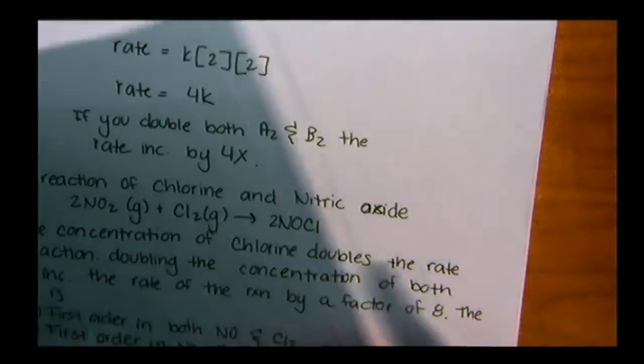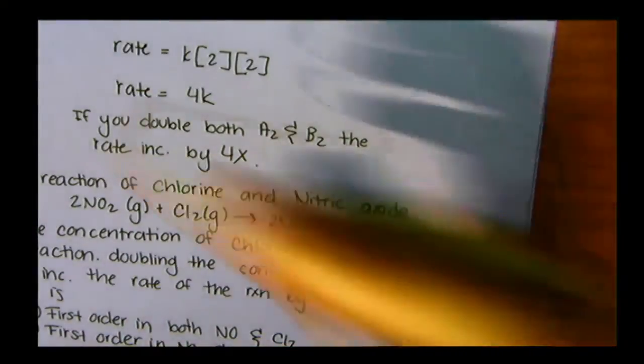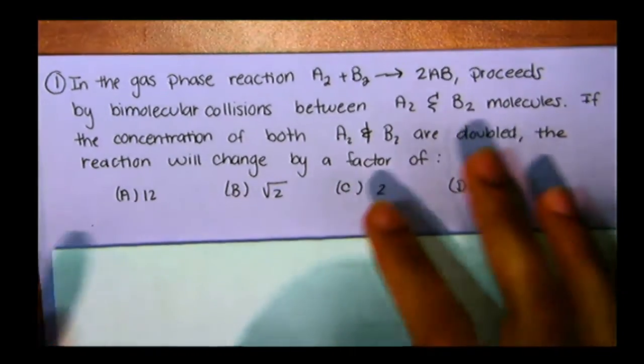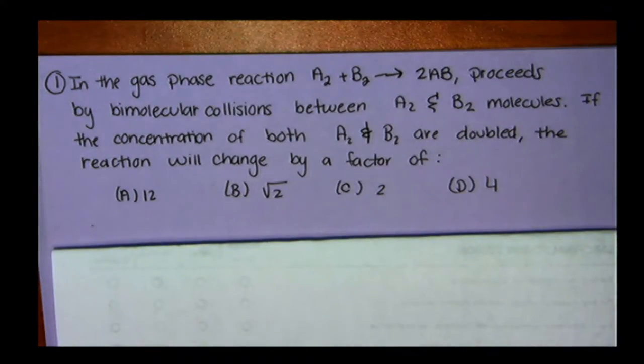All right, so in the gas phase reaction, A2 plus B2 to 2AB, proceeds by bimolecular collisions between A2 and B2 molecules. If the concentrations of both A2 and B2 are doubled, by what factor will the speed of the reaction change? For rate, most of the time, you're only going to be dealing with the reactants. Most of the time, you don't really deal that much with the products. And that's just for most.